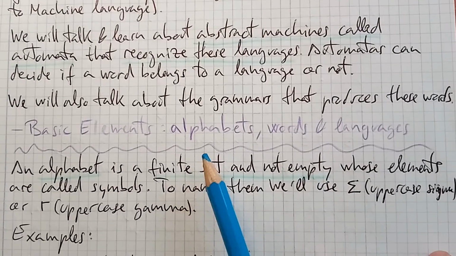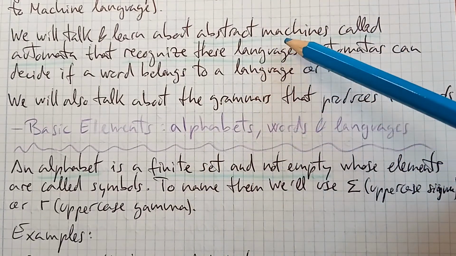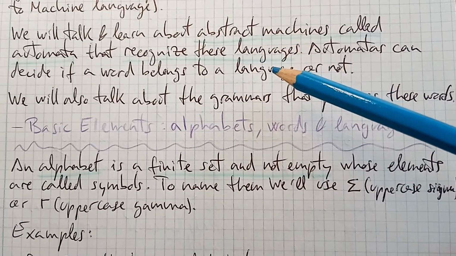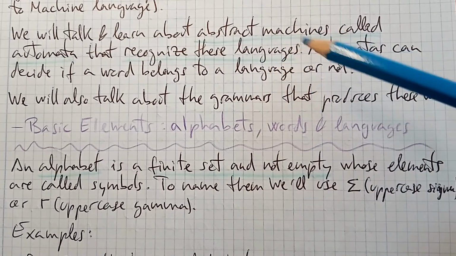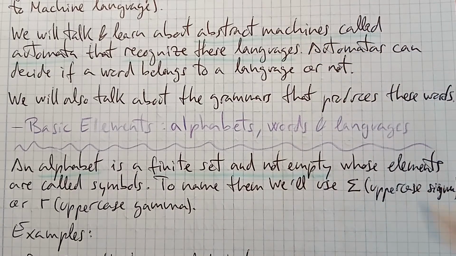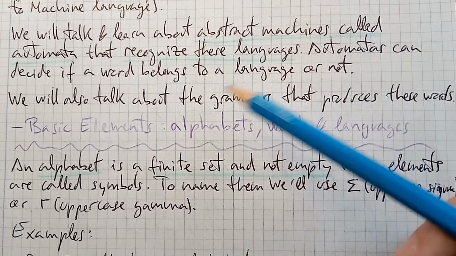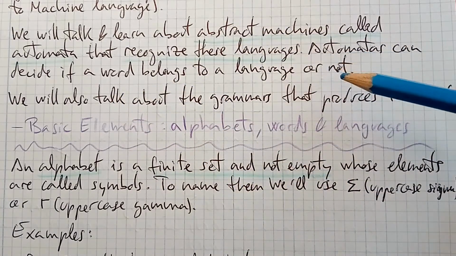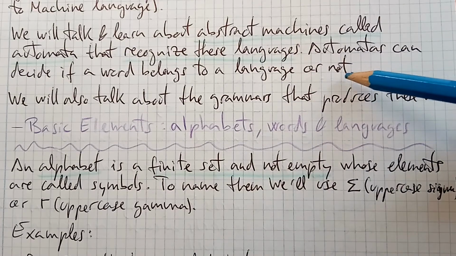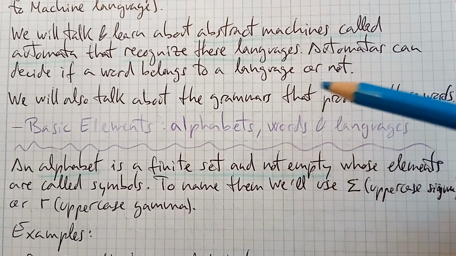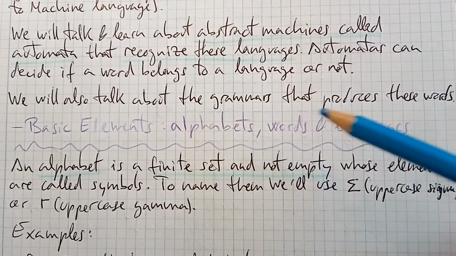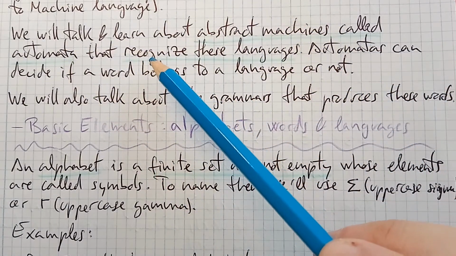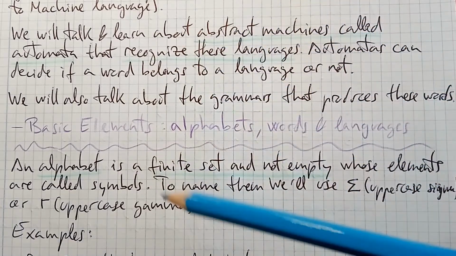We will talk about abstract machines called automata and the languages they recognize, which will be established. Automata can decide if a word belongs to a language or not. This will be the main point of this course. We'll also talk about the grammars that produce the words that the automata will recognize or not.